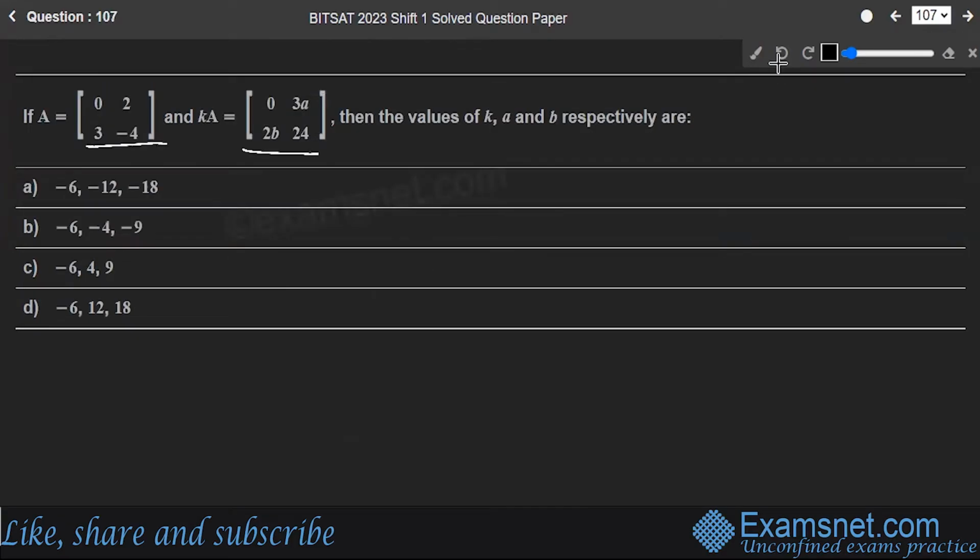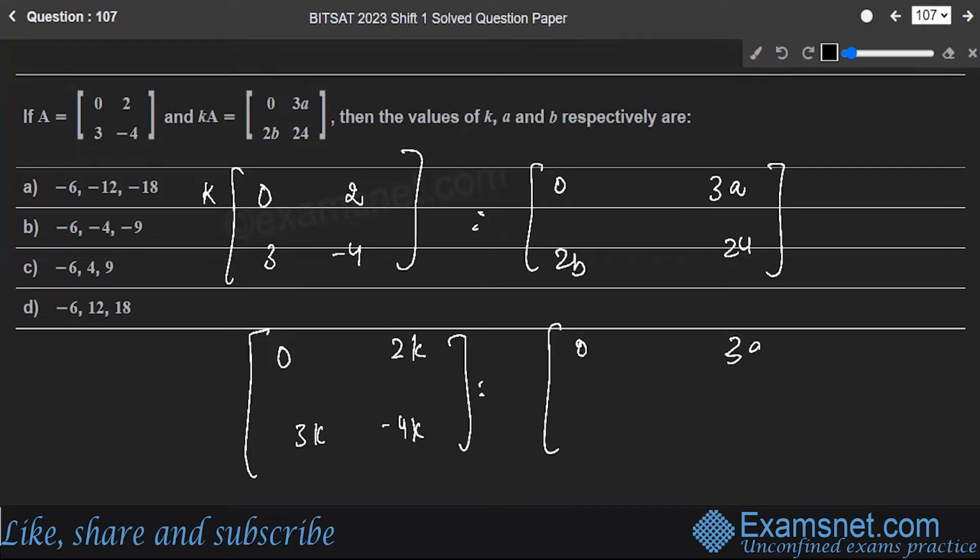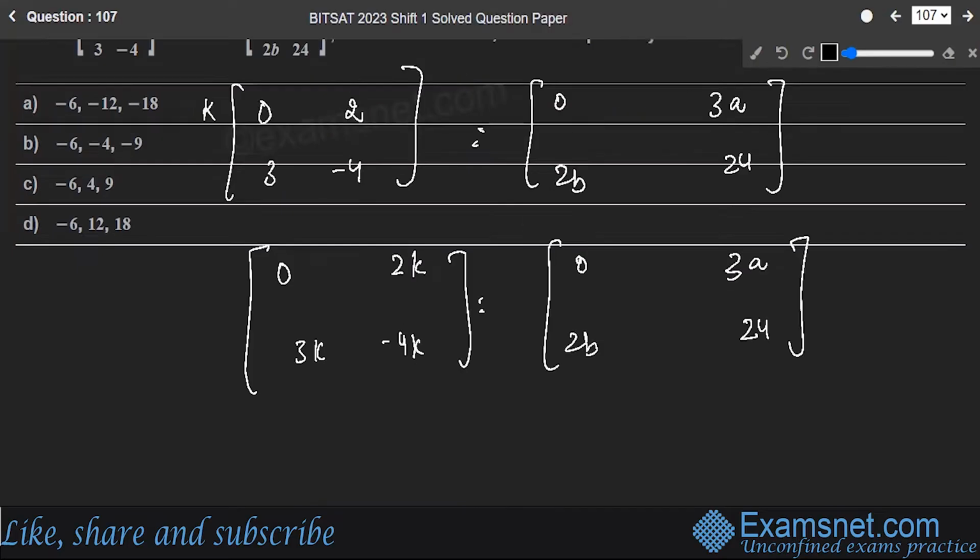A is this and KA is this matrix. Then the values of K, a and b respectively are. You have KA. So this is K, and let's write down the A matrix. You have 0, 2, 3, minus 4. This is equal to 0, 3a, 2b and 24. This gives you 0, 2K, 3K, minus 4K is equal to 0, 3a, 2b, 24. These two things are equal.